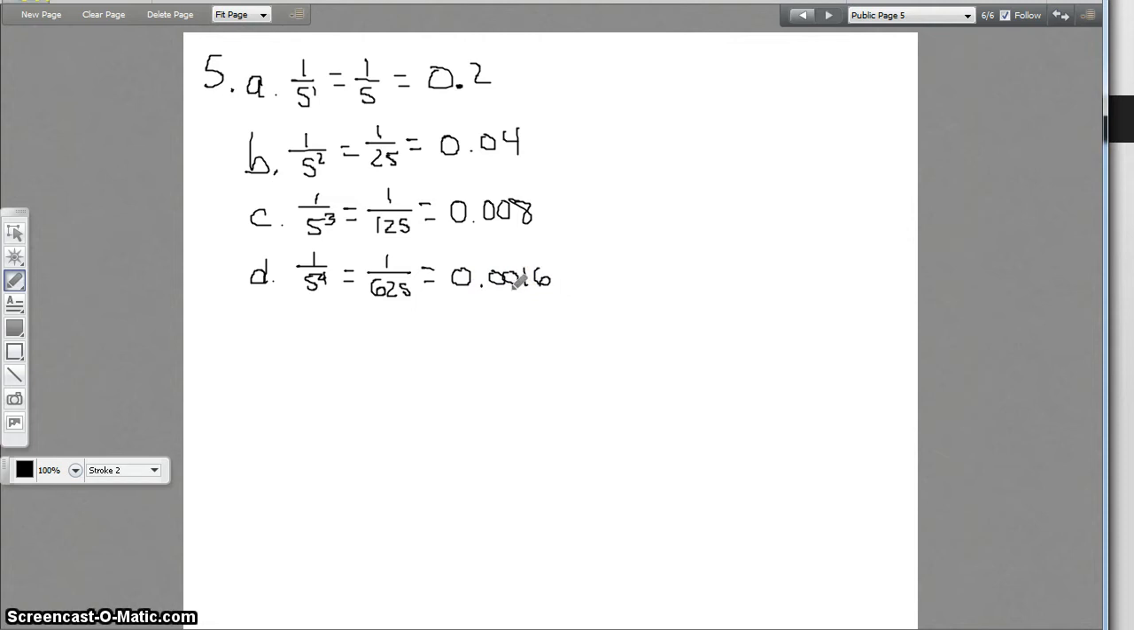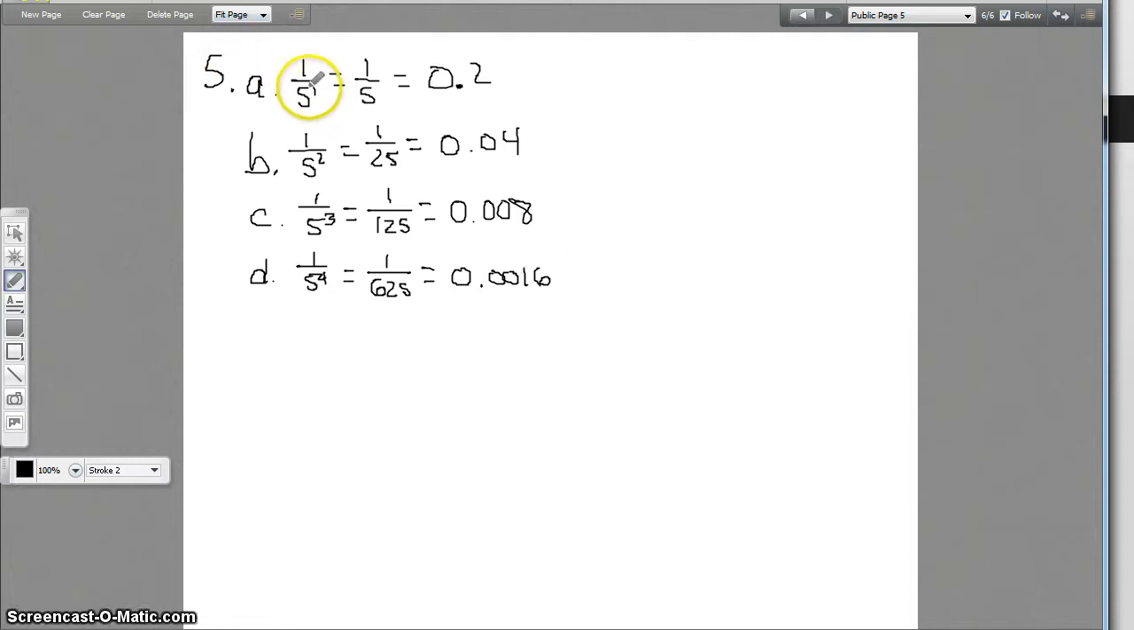And then part D is 1 over 5 to the fourth, which is 1 over 625, and that is 0.0016. Okay, so parts E, F, and G ask questions about parts A, B, C, and D. It says, look at your results for parts A through D before answering the following questions about the decimal form of 1 over 5 to the n, where n is the power.